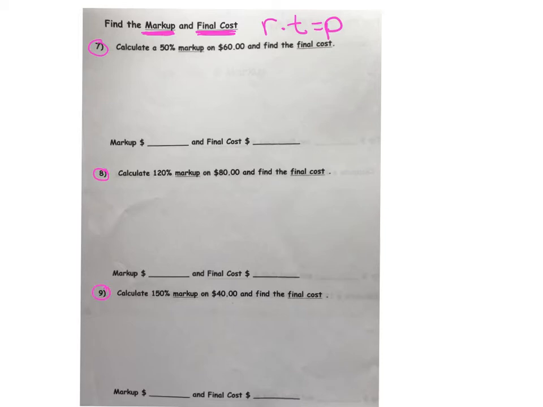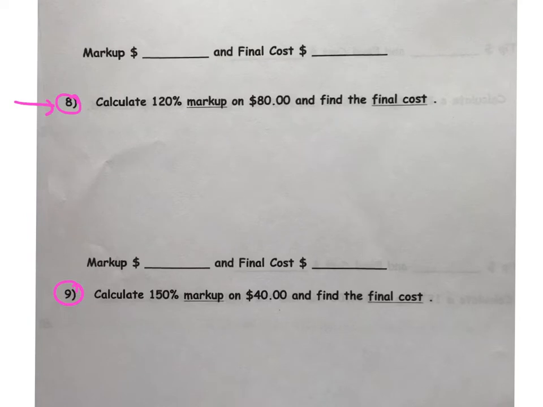Print the worksheet on your home printer, or you can use your notebook and copy the notes and the work down in your notebook. We're going to start with problem number 8 and look at that together. For number 8, we're asked to calculate a 120% markup, an amount that's going to be added on in dollars, on $80, and find the final cost.